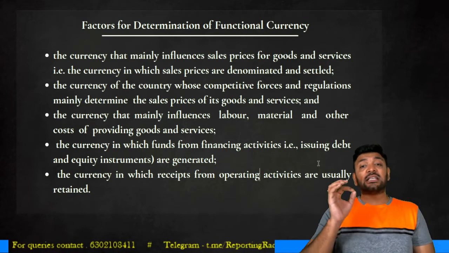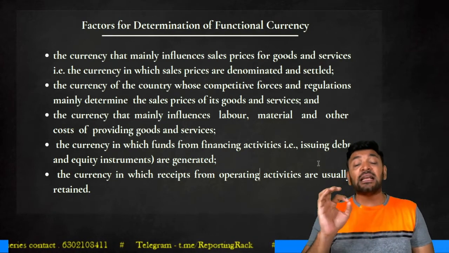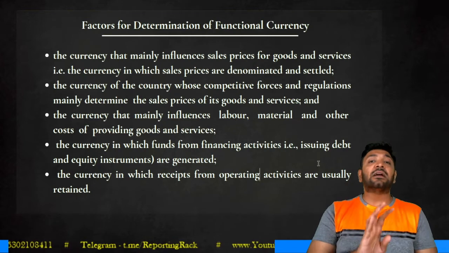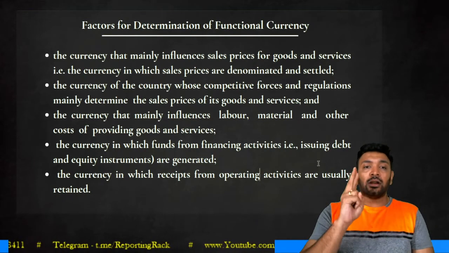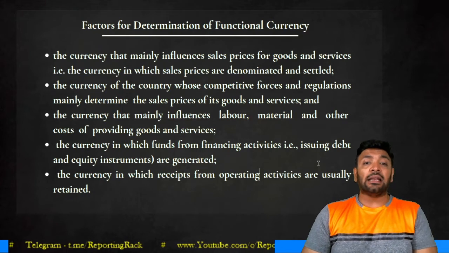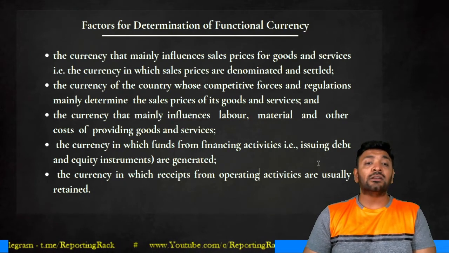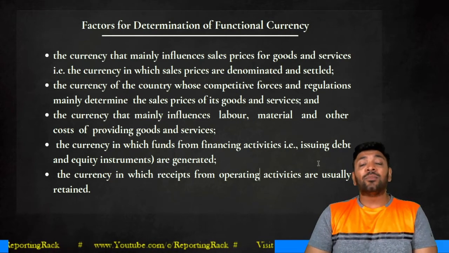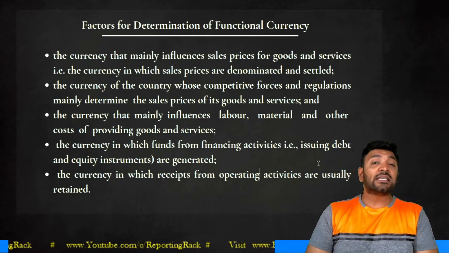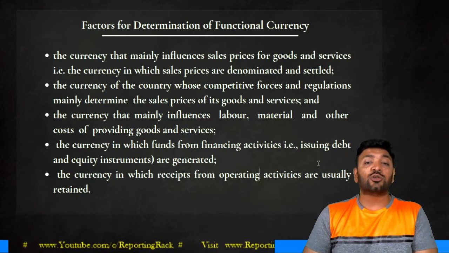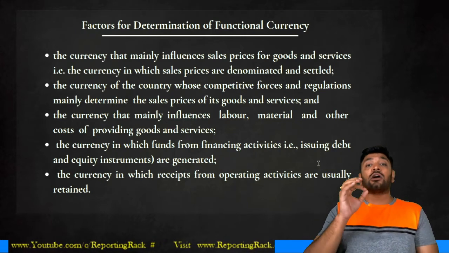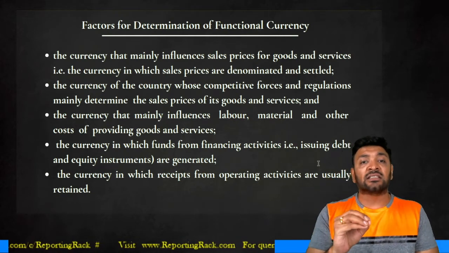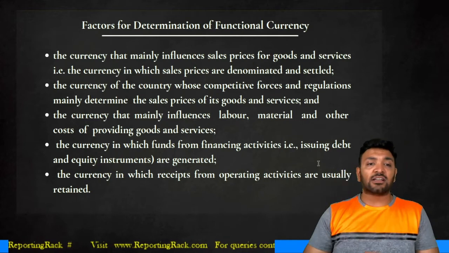The currency which influences the sale price of goods and services, that is, the currency in which the sale price is quoted or settled, can be considered as my functional currency. Number two, the currency of the country whose competitive forces and regulation determine the sale prices of the goods and services. Where I gave you the example of Synchrony, they predominantly operate in the US. The US expects the entire transactions to be denominated in dollars. The country has competitive forces and regulations which determine that the sale price should be denominated in a particular currency. Therefore, such currency becomes my functional currency.